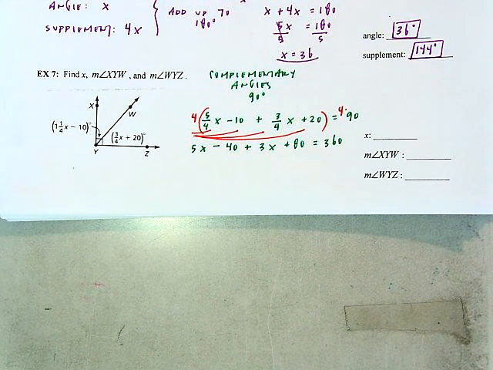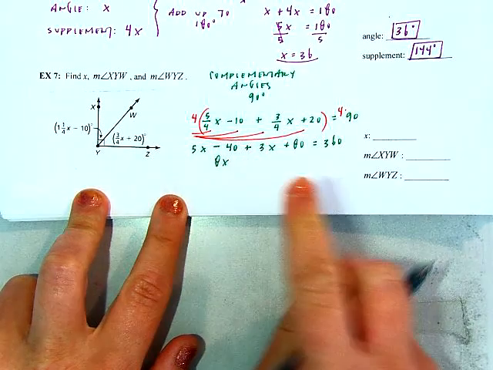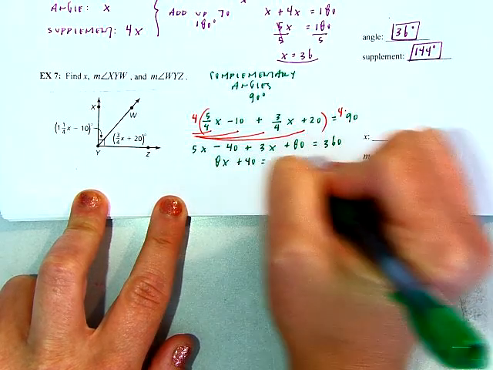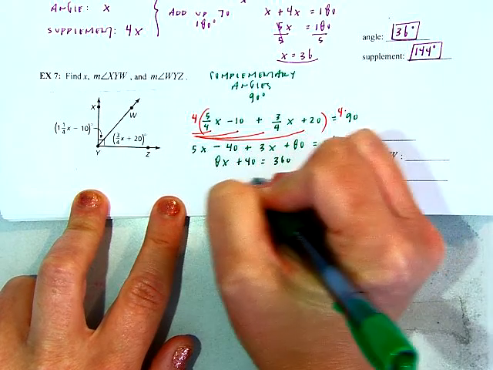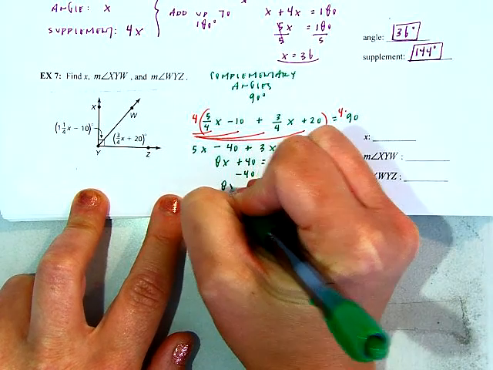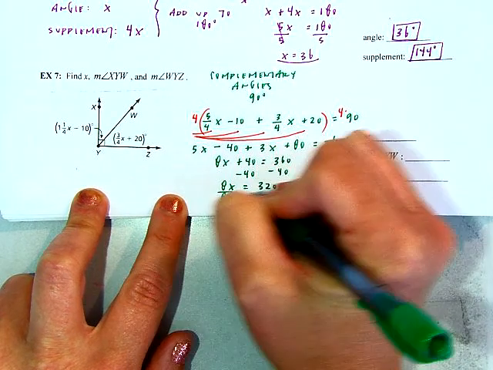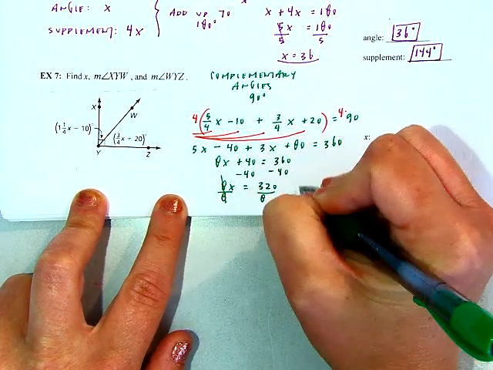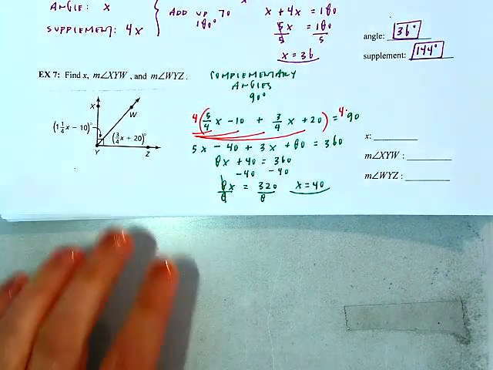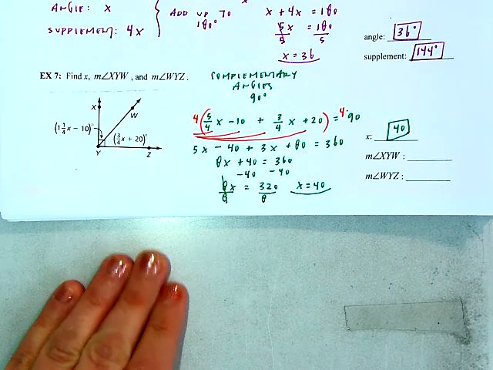Combine the like terms. So 5x plus 3x is 8x. Negative 40 plus 80 is 40. All equal to 360. Take away that 40 from each side. So 8x equals 320. And then divide by 8. And x equals 40. All right, I got to x. x is 40. So now plug that back in.